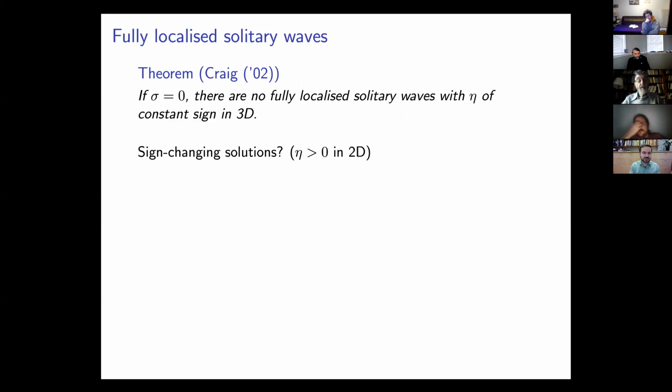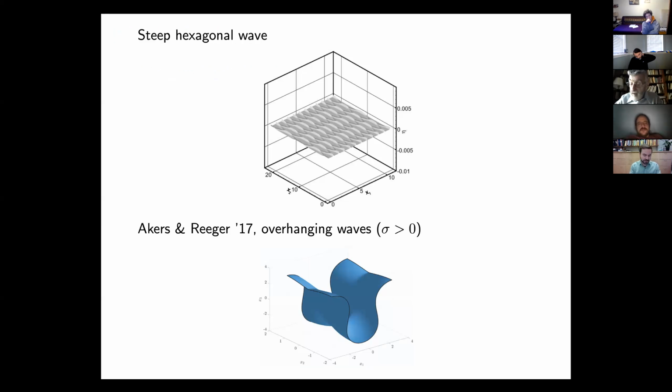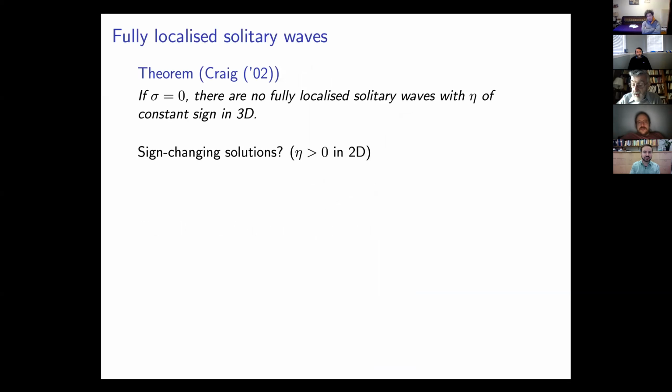Okay, so I think this was what I wanted to say so far about doubly periodic waves. Maybe I'll return to doubly periodic waves at the end and say something about vorticity. But first, I wanted to say something about fully localized waves, because this is sort of one of the things I've been working on in the irrotational problem. So again, first, before going to surface tension, let me say something about the gravity case. So then there is a non-existence result by Walter Craig saying that there are no fully localized solitary waves with constant sign in 3 dimensions.